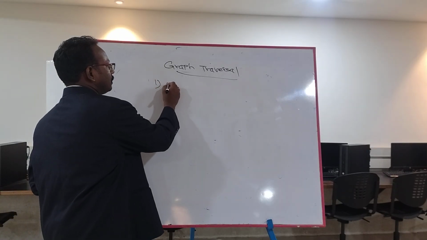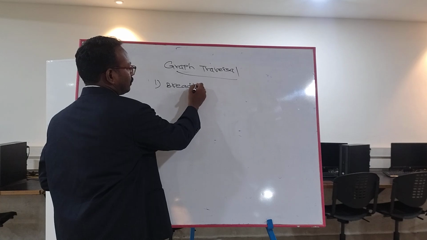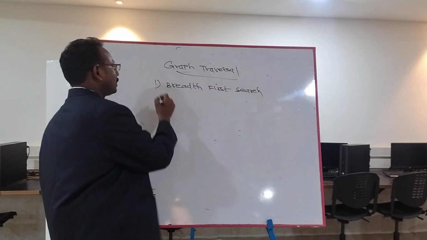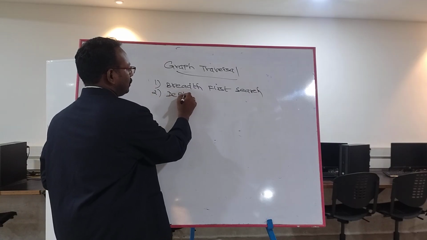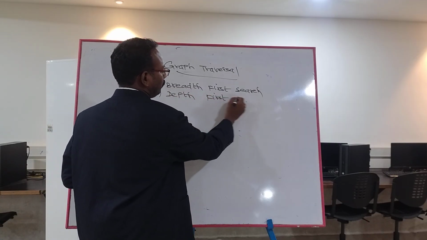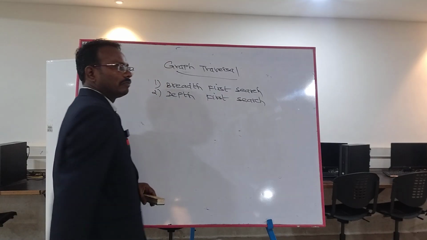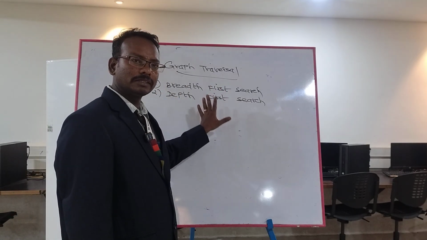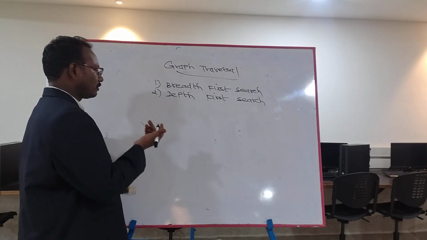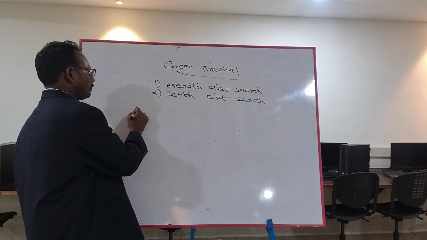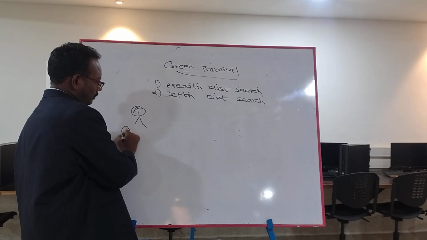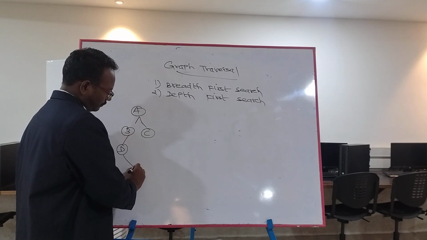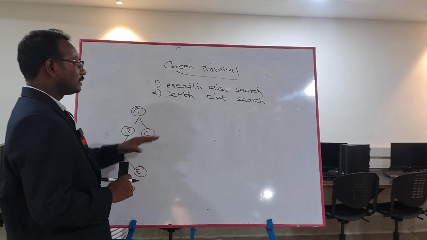The first one is breadth first search, and the second one is depth first search. Okay. For example, just consider this graph.